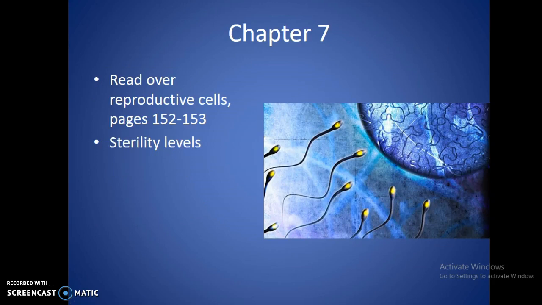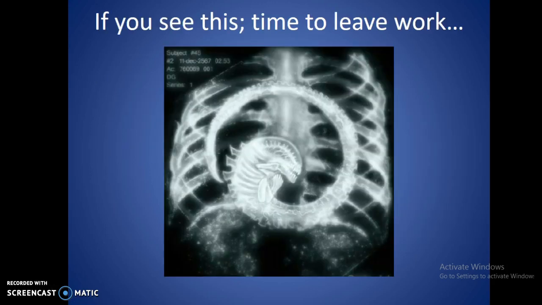Be sure to read over the reproductive cells. That's on pages 152 and 153. A couple of videos have been posted on mitosis and meiosis. It's been probably a little while since some of you have taken biology, so it describes the differences between the two and how cell division actually occurs. And it goes into the effect on the germ cells pretty well to explain the differences and why they're a little bit more sensitive than other cells within the body.